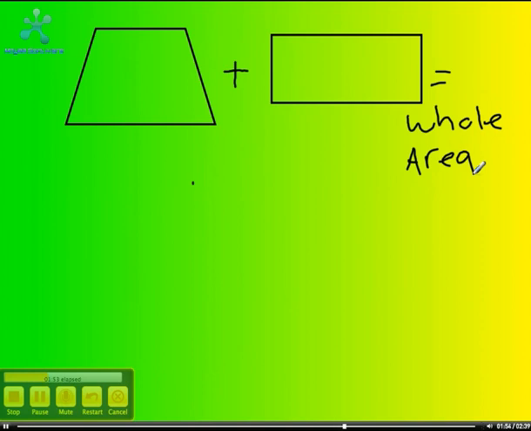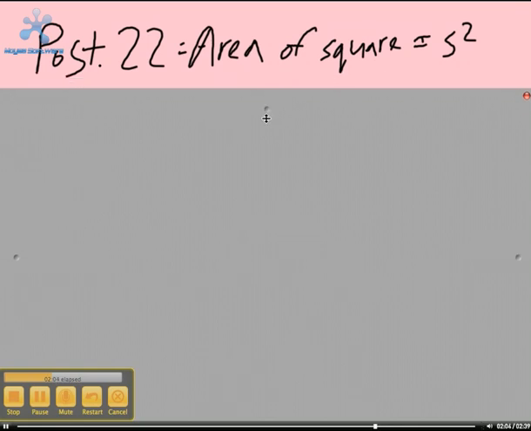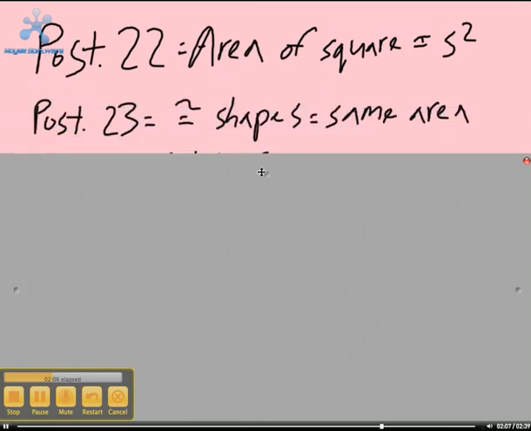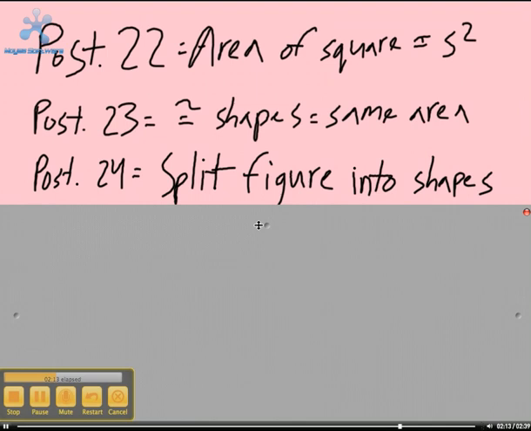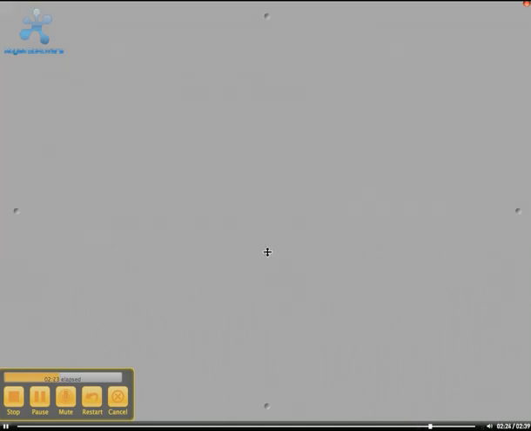In our summary, we learned today that postulate 22 is the area of a square is equal to the side squared. Postulate 23 is that congruent shapes equal the same area. Postulate 24 is when you split figures into shapes, then the sum of the parts is equal to the whole.